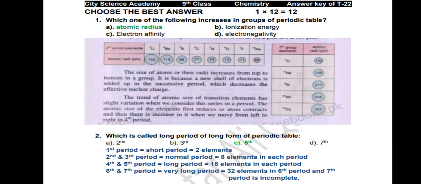will be correct. Which is called the long form of the periodic table? The first period is called the short period, the second and third periods are called normal periods, and the fourth and fifth periods are called long periods. The sixth and seventh periods are called very long periods containing 32 elements. So option C will be correct.